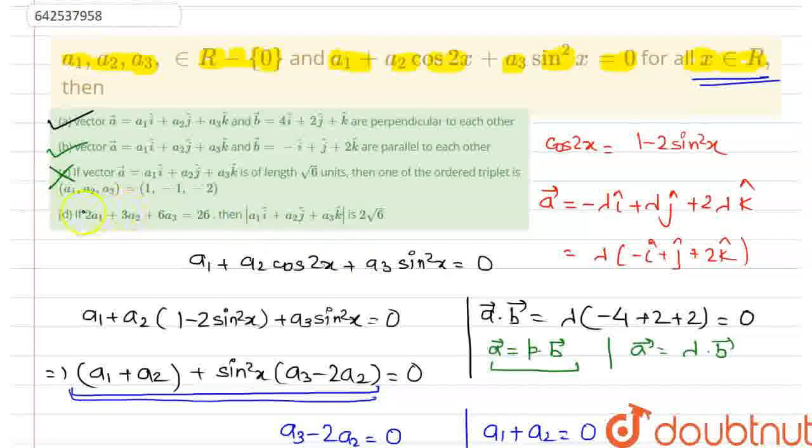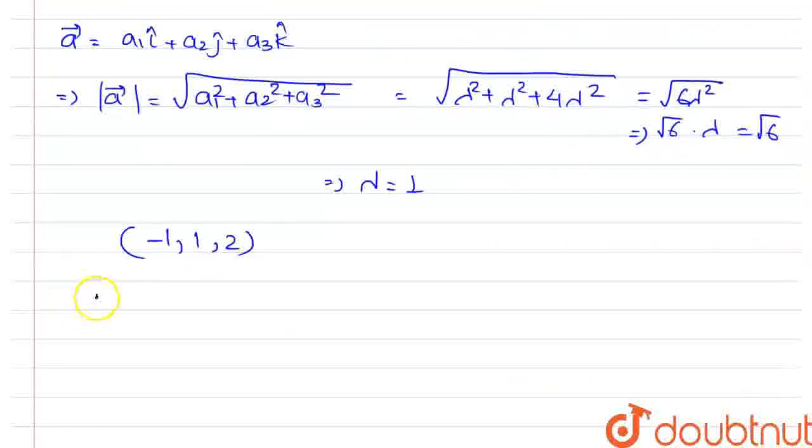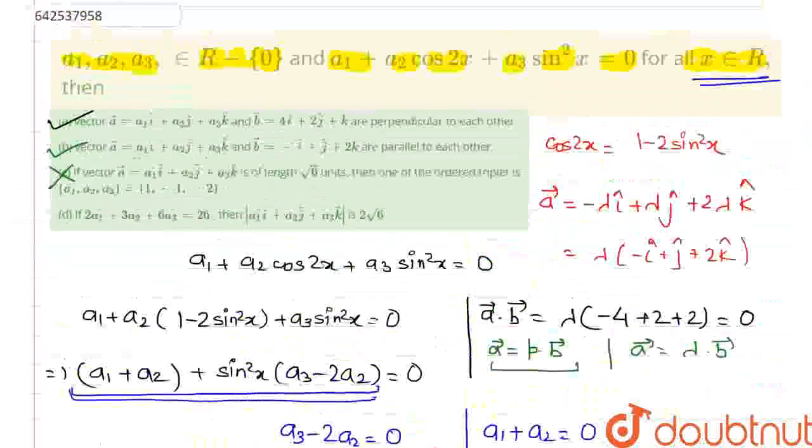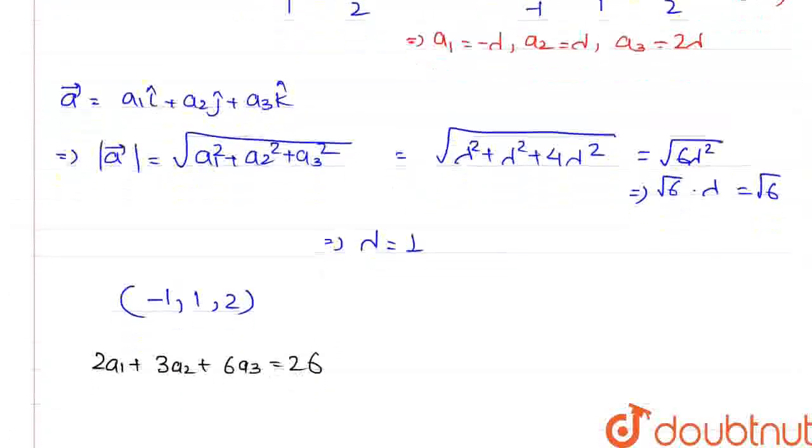Now finally, in option number D, we are given that if 2a1 plus 3a2 plus 6a3 equals 26, then the magnitude of this vector is equal to 2 root 6, and we need to verify whether it is true or not. So we are given that 2a1 plus 3a2 plus 6a3 equals 26.